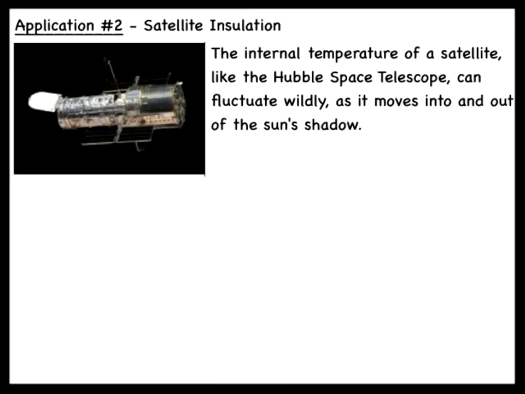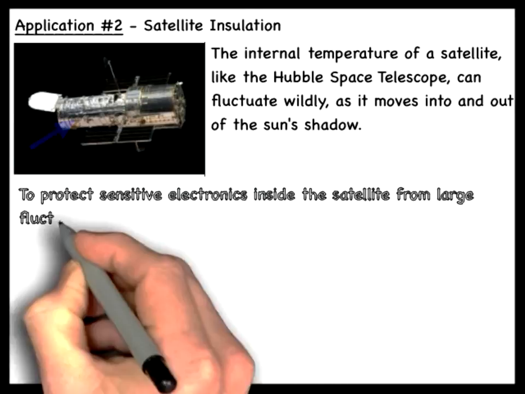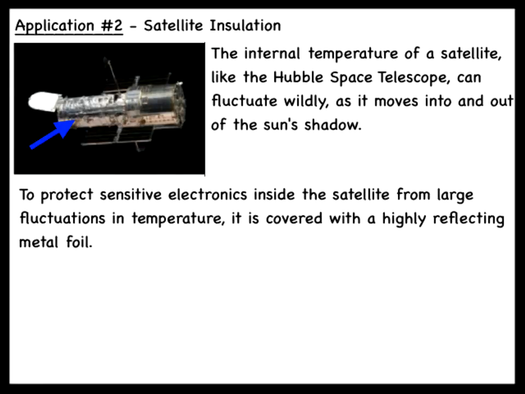To minimize temperature fluctuations, satellites are often covered with a highly reflecting and hence poorly absorbing metal foil. By reflecting much of the sunlight, the foil minimizes temperature rises. Being a poor absorber, the foil is also a poor emitter, which reduces radiant energy losses. Reducing these losses keeps the temperature from falling excessively.